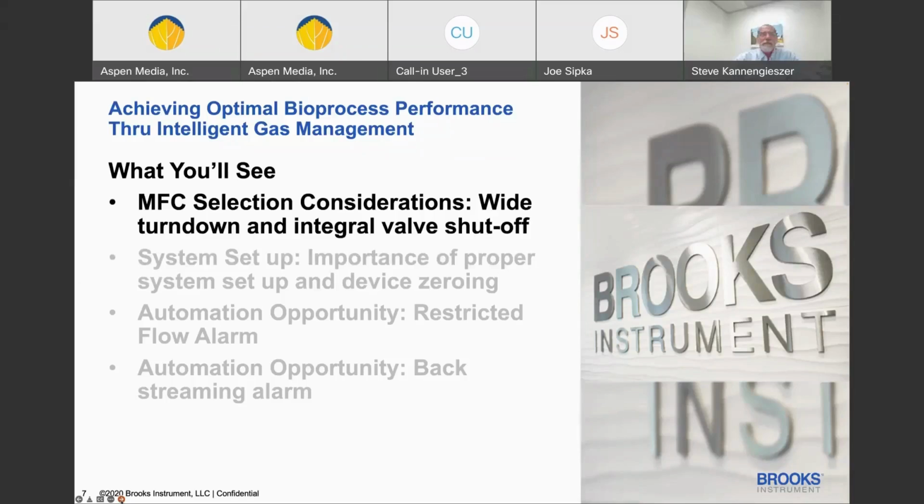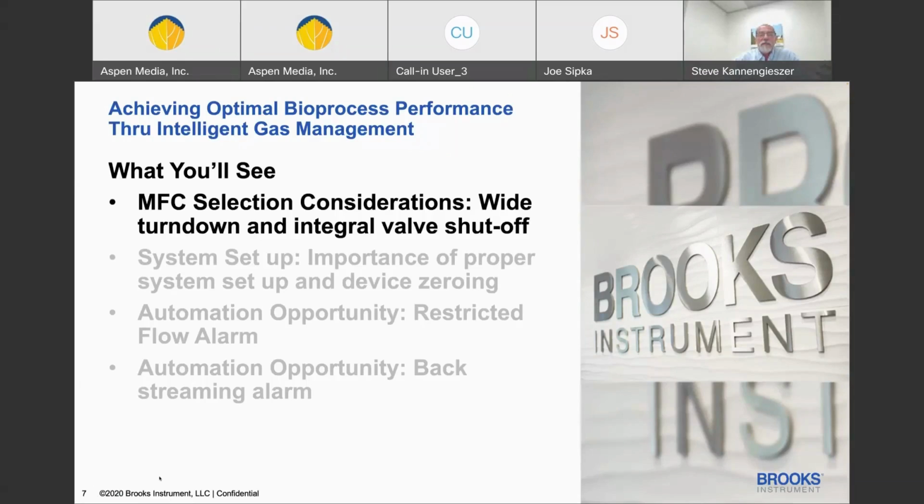Thank you, John. All right. So with this simulated bioreactor system, we'll share a few thoughts on mass flow controller selection, setup, and automation. The first clip addresses the opportunity to simplify the bioreactor system design by taking advantage of an MFC with a wide turndown and near positive shutoff control valve. And we'll touch on the importance of proper system setup and device zeroing.